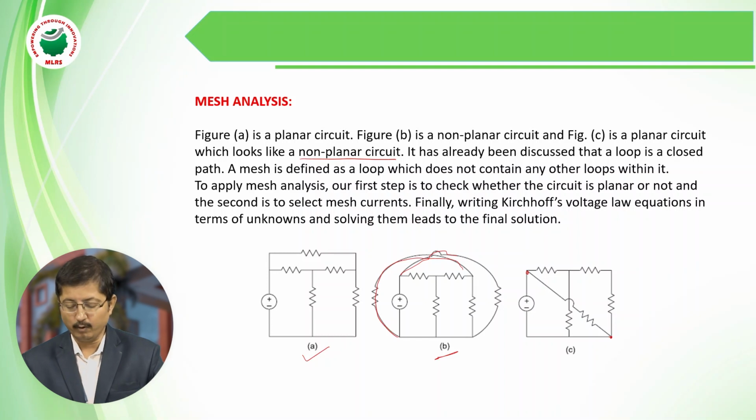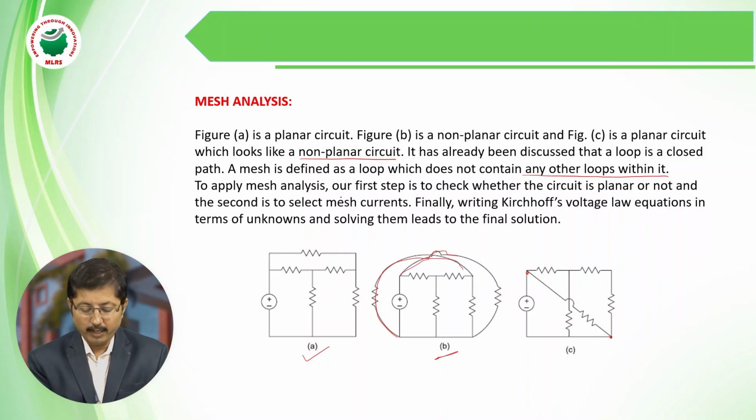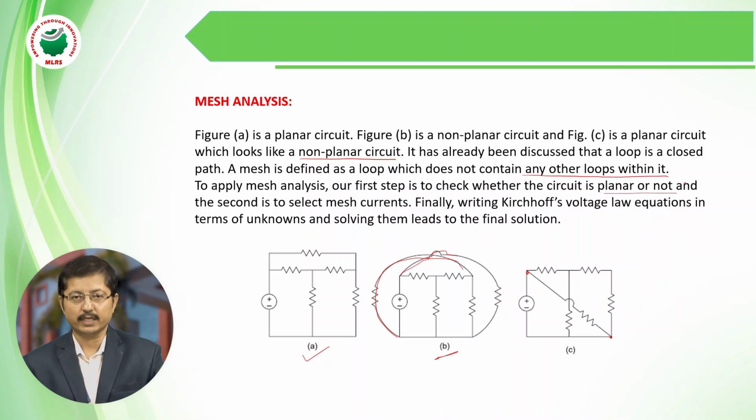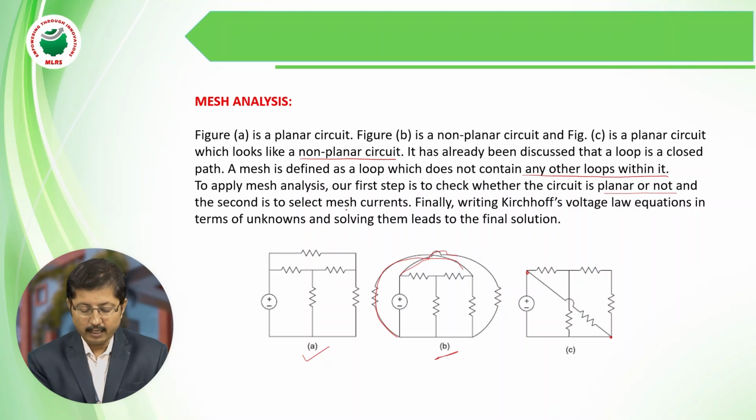What is meant by a loop? A loop is a closed path. A mesh is defined as a loop which does not contain any other loops within it. That is the definition of a mesh. To apply mesh analysis, our first step is to check whether the circuit is planar or not. First we have to check this condition. The second step is to select the number of mesh currents in the circuit.